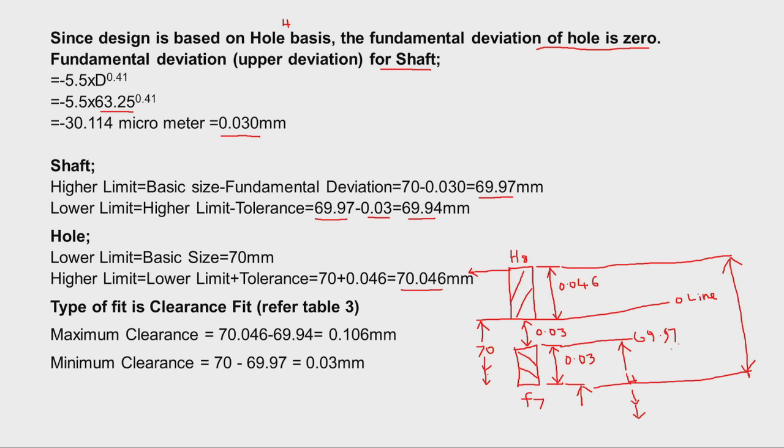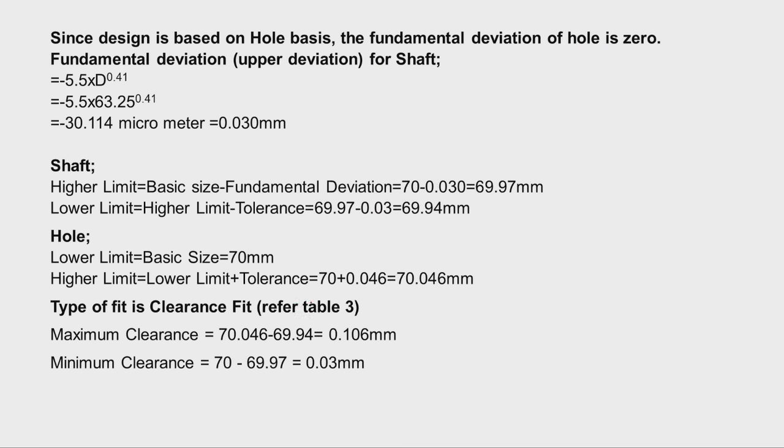That means, we get the maximum clearance when the shaft size is equal to the lower limit and the hole size is equal to the maximum size. So, what we have to do is add this tolerance for the shaft, and then add this fundamental deviation, and then add this tolerance for the hole, then we get the maximum clearance. And the difference between the minimum size of the hole and the maximum size of the shaft will give us the minimum clearance, that is equal to 0.03 mm.